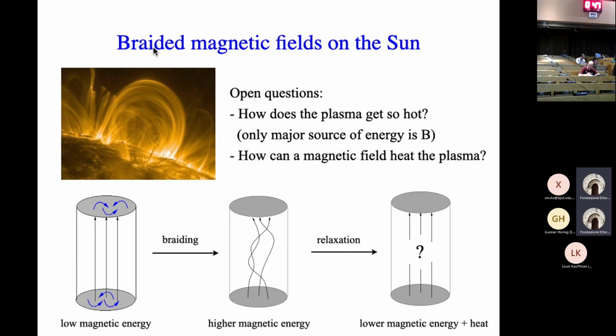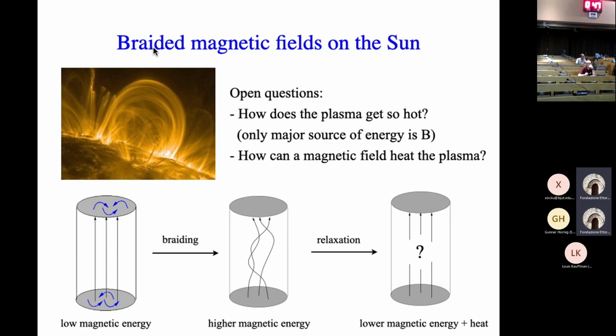Braided magnetic fields on the sun. Why are we interested in these? Now, on the sun, these fields are anchored in the photosphere. The photosphere is much denser than the corona, the atmosphere above. And it's turbulent. It undergoes a slow but turbulent motion. The field lines anchored in that photospheric plasma are moved with that plasma and eventually braided.